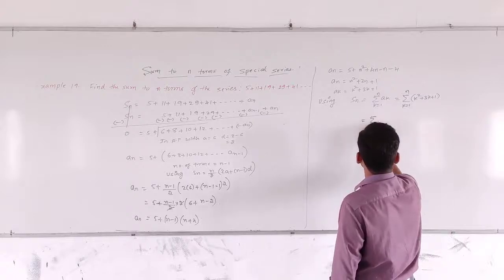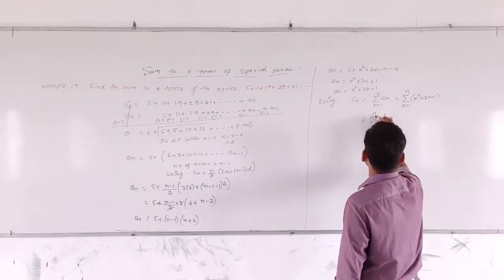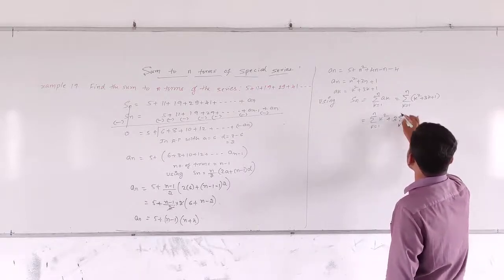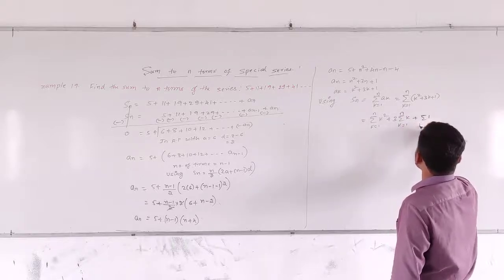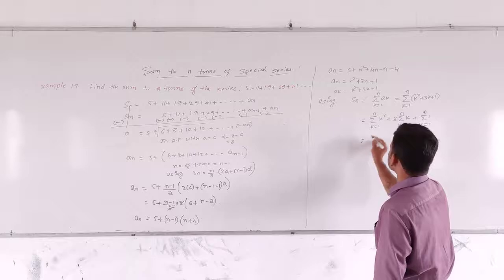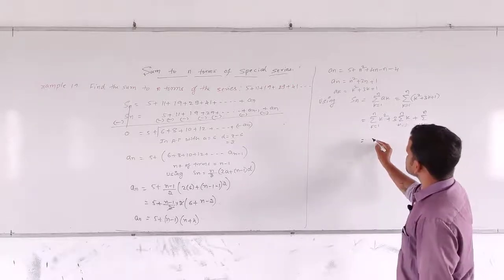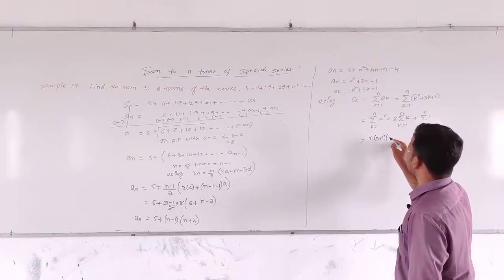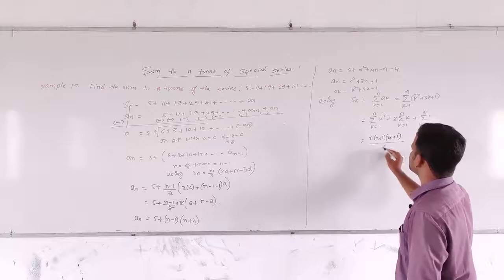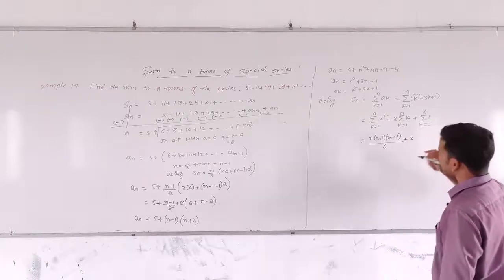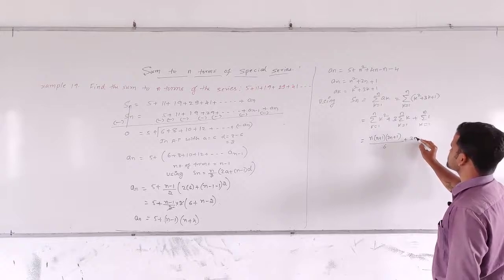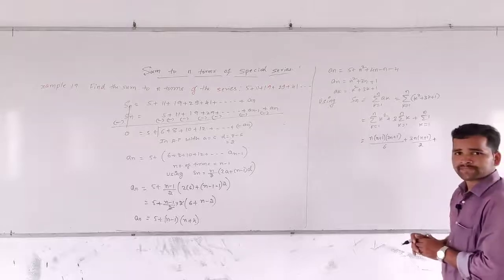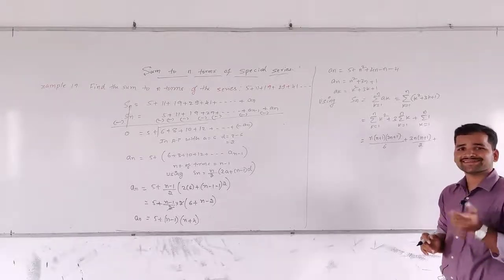This can be written separately like summation of k square, where k varies from 1 to n, plus 3 into summation of k, where k varies from 1 to n, plus summation of 1, where k varies from 1 to n. Summation of k square is the sum of squares of first n natural numbers. We know this formula as n into n plus 1 into 2n plus 1 divided by 6 plus 3 into summation of k, which is the sum of first n natural numbers, n into n plus 1 by 2, plus summation of 1. You should not write it as 1, this is n.